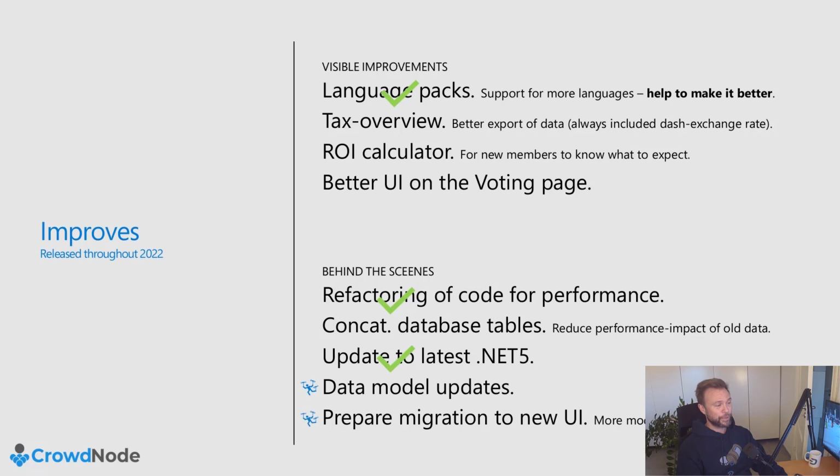And lastly, but not least, we have started to prepare migration to a new UI. The current web page is 4 years old, and it is starting to feel 4 years old. So a little surprise here, we managed to get our hands on crowdnode.com. And the idea is to launch the new UI there eventually, but right now it's just redirecting to our IO domain.